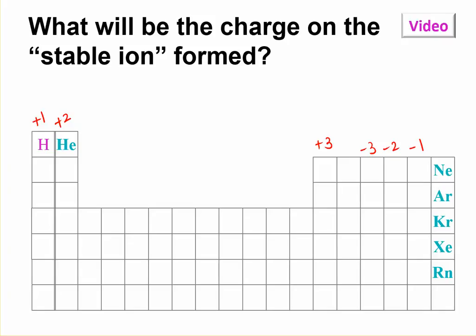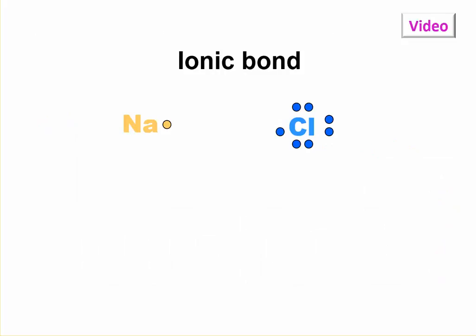Now we're ready to look at some Lewis dot structures. The goal, again, is to get an octet of electrons. And so we see chlorine is just one short, and sodium has just one valence electron. So what will happen, of course, is that there will be a transfer. This is a metal and a nonmetal, so we'll get an ionic bond forming.